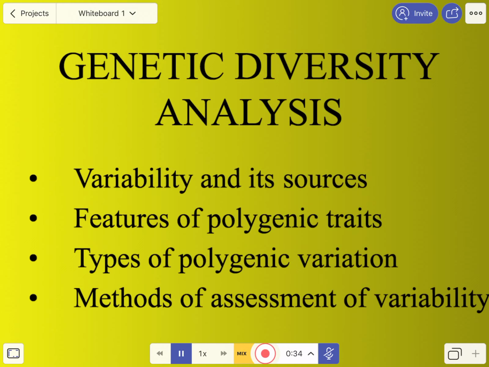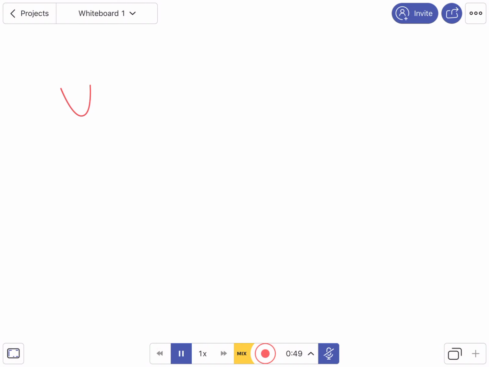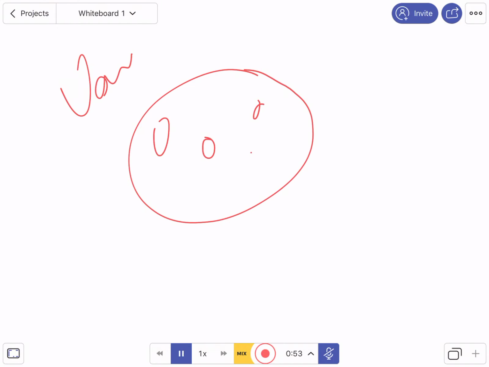program. So in this we are going to discuss what is variability, what are the different sources of variability, what are the features of polygenic trait, different types of polygenic variations, and different methods of assessment of variability. Variability is the presence of differences among the individuals of a plant population. In a plant population, the differences present between the individuals is called variation or variability.